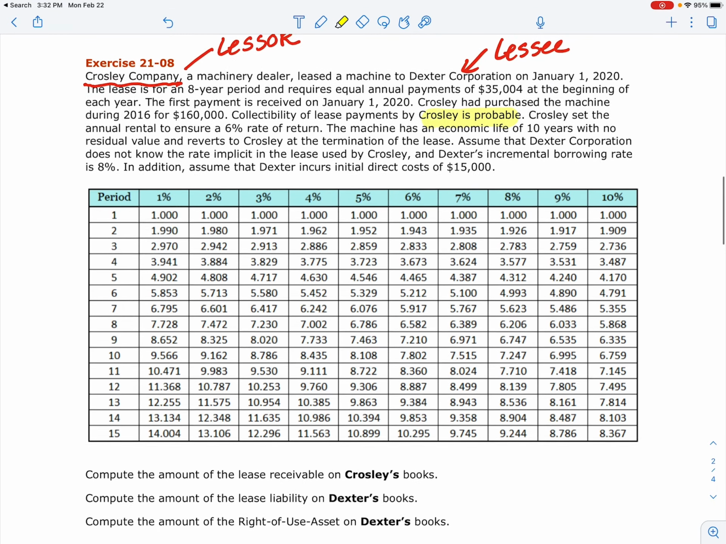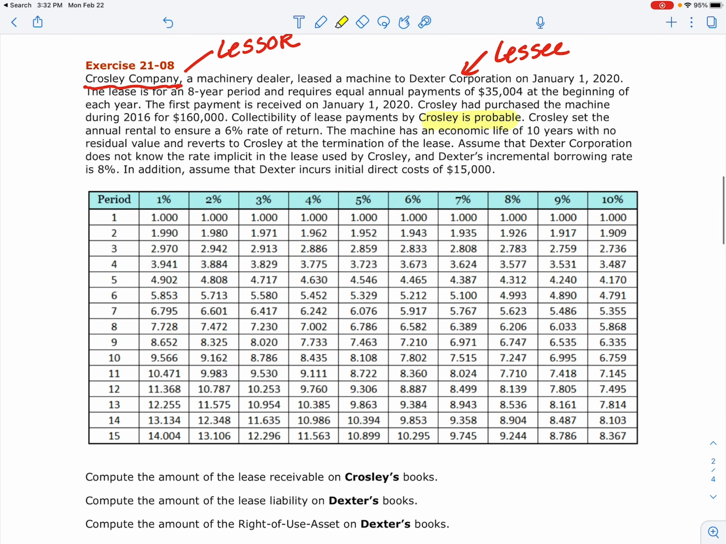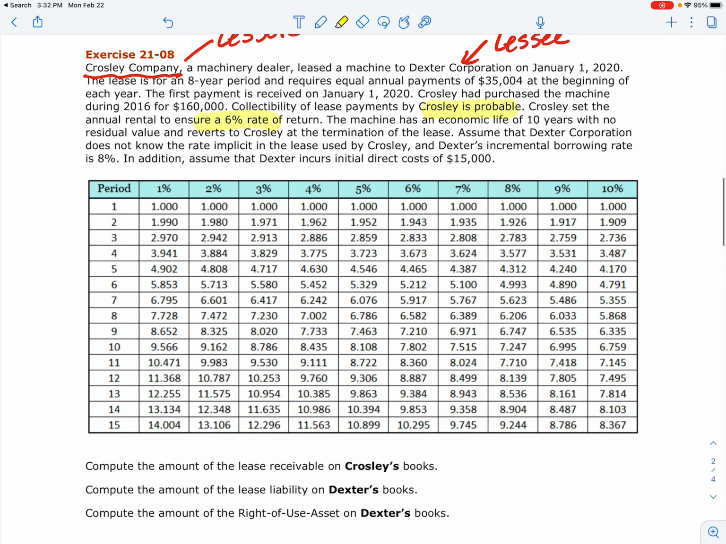So again, a lot of information they throw at you. You know we're probably going to need the 6% rate. They're also giving me an 8% rate. Not sure. You can go ahead and highlight that if you want to, but we're going to look at first the Krasel's books and see what we need to do with that. So the first thing we want to compute is the lease receivable. Remember, lease payments are probable.